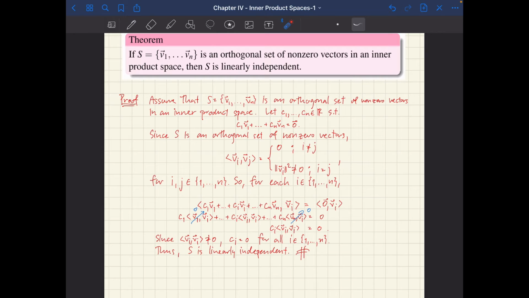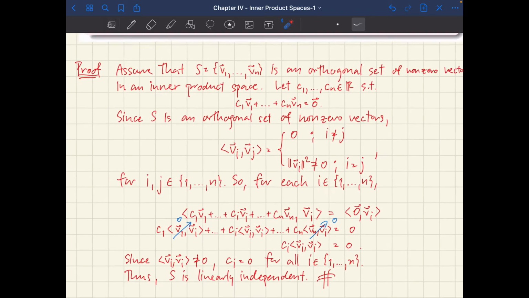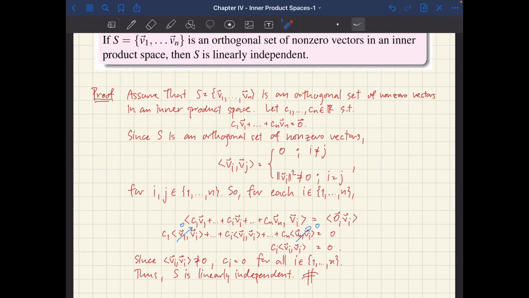How do we prove that S is linearly independent? We use the definition of linear independence. Let c1 to cn be scalars, or real numbers, such that c1 v1 plus ... plus cn vn equals the zero vector. We need to show that c1 to cn are all equal to 0.